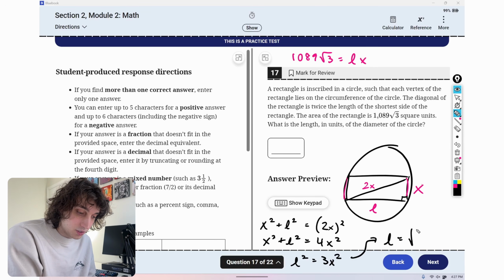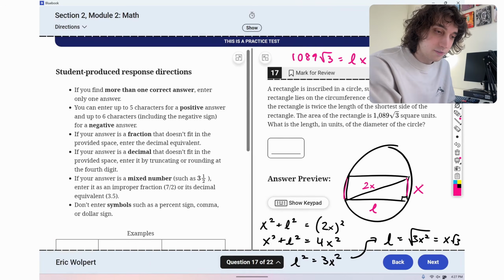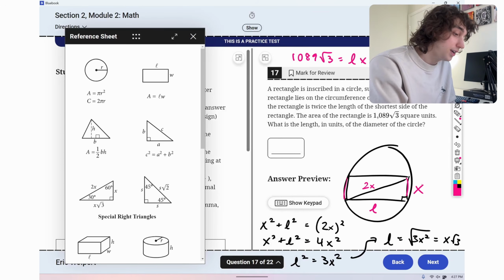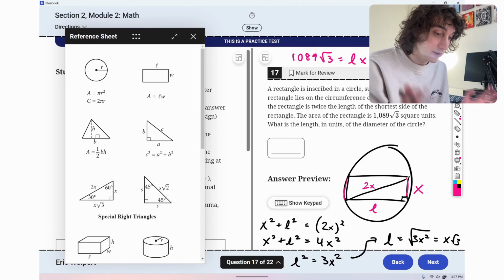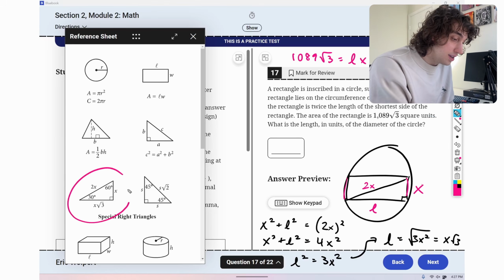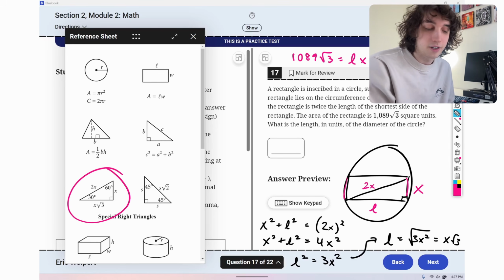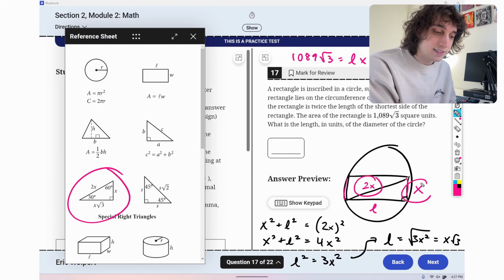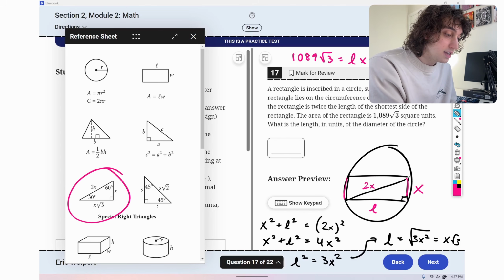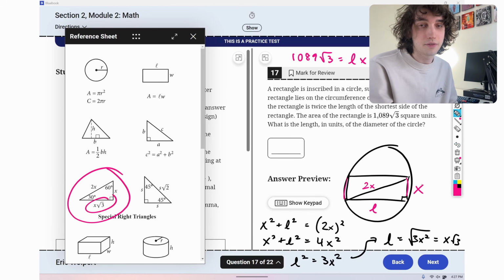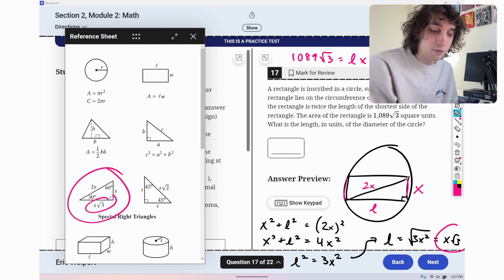That means L equals the square root of 3x squared, which is the same as x rad 3. You might have also recognized that this is a special right triangle, and if you recognize this, great. You are saving yourself a lot of time, because this is a 30, 60, 90 triangle. The fact that this side is 2x and this side is x means that the other side has to be x rad 3. It's inevitable based on these two sides that that's going to be the third side.